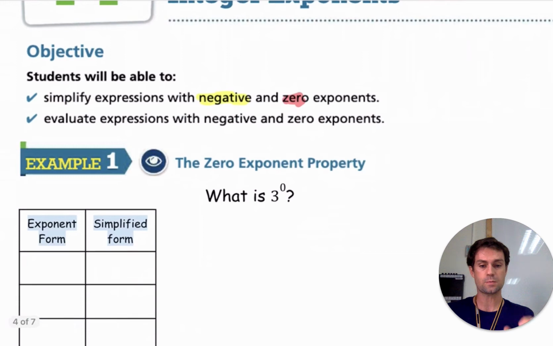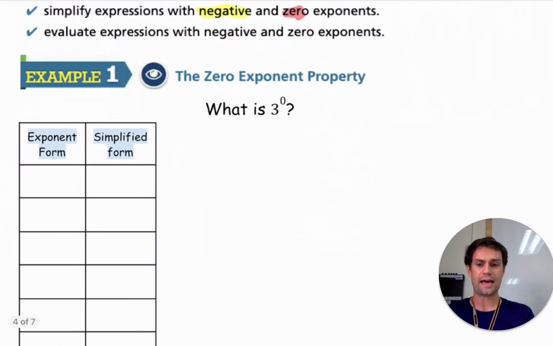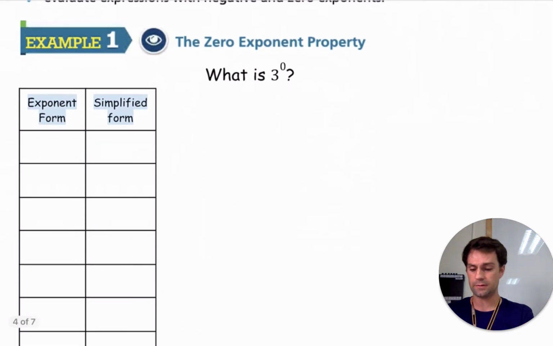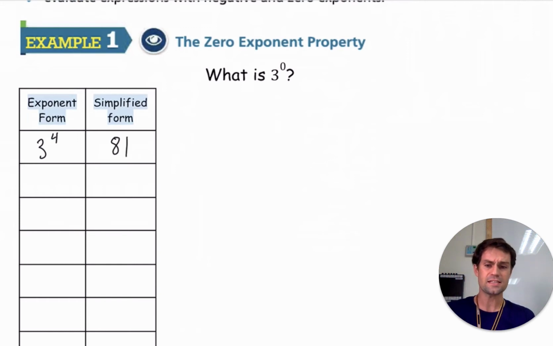So the zero exponent property. Our question is, what is 3 to the power of 0? So let's look at exponent form and then simplified form. We're gonna fill in a table here that will hopefully help us think about what 3 to the power of 0 actually is. Okay, so let's think about 3 to the power of 4. 3 times 3 is 9, times 3 would be 27, times 3 would be 81. So in simplified form, this is 81.